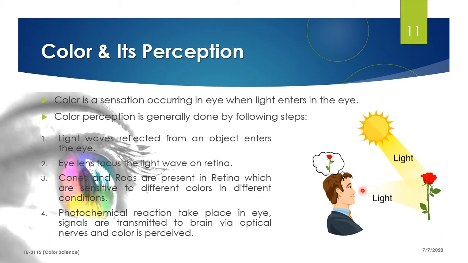The viewer's eye consists of cones and rods, which are sensitive to different types of colors, and a photochemical reaction takes place in the eye, and signals are sent to the brain by optical nerves, and the color is perceived. Actually, perception of color is a perception of that object that the viewer is seeing.